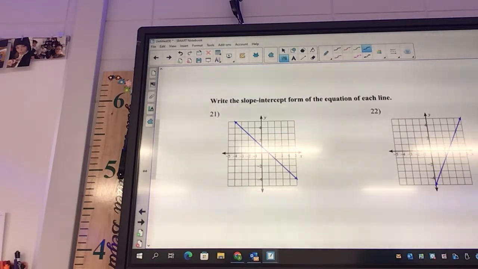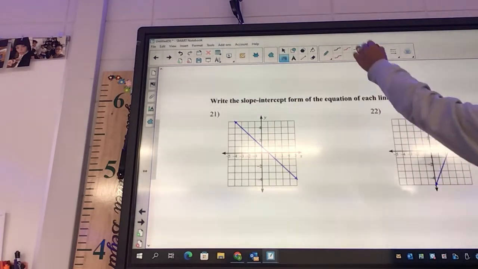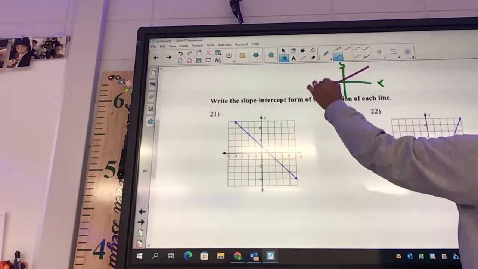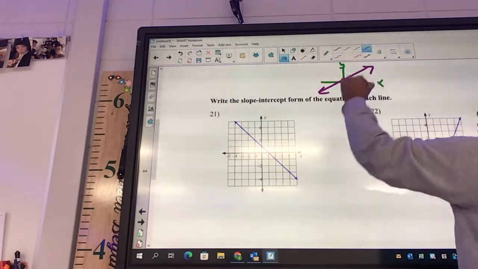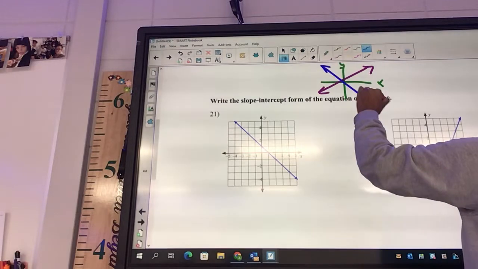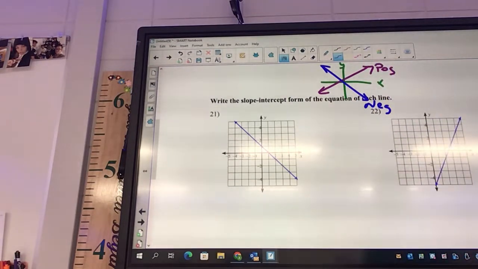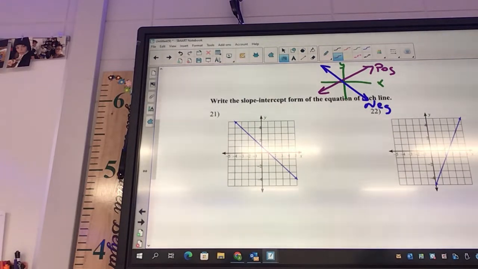You drew it. Okay, a positive line looks like this. This is your graph, here's your X and Y. A positive line goes this way, and a negative line goes this way. This one's negative, this one's positive. So is 11 positive or negative? It's negative, it's going down. 11 is negative. Is 12 negative or positive? Negative.